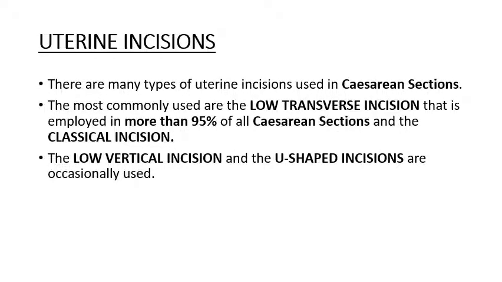So, uterine incisions. The most commonly used one is the low transverse incision. Okay, it's lowest in the low transverse incision: a transverse incision done at the lower segment of the uterus. That is the one that's most commonly used in caesarean section. And the classical one is the one that is made longitudinally.